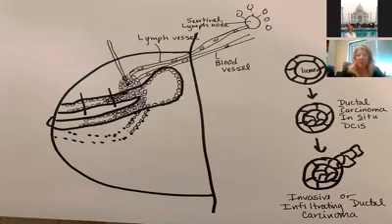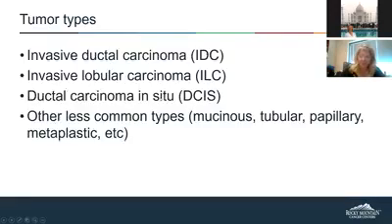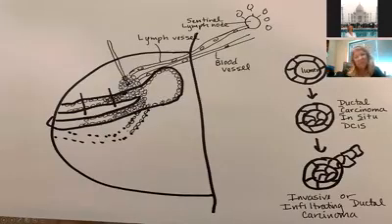And what that means is that one cell starts to grow and divide in an unregulated way. So initially, as the cancer cells are growing and dividing, they fill up the duct. And if we were to look at that on cross-section here, this is what we would see: cancer cells that are now filling up the lumen of the duct.